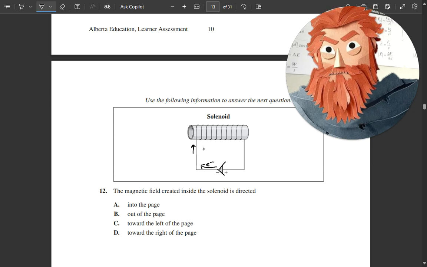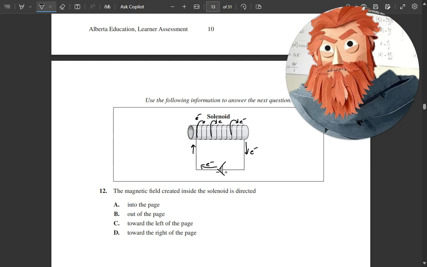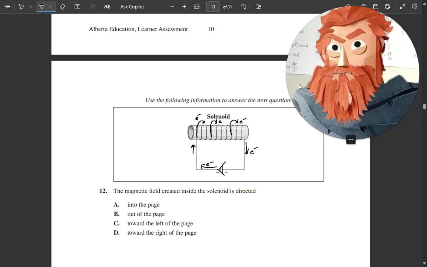It's going to come up over the front and then down the back. Over the front, down the back. So there's my electrons. So what I'm going to do is use my hand rule.